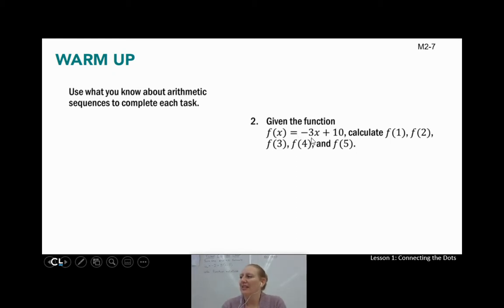Given the function f of x equals negative 3x plus 10, I'd like you to calculate f of 1, f of 2, f of 3, f of 4, and f of 5. All this means is that instead of an x, you're going to plug in a 1, solve it. Then instead of an x, you're going to plug in a 2 and solve it. Plug in 3, solve it. Plug in 4, plug in 5. That's all it means. All this notation means is you're just substituting for x. Whatever number's inside there, that's what you're substituting for x. So go ahead, hit pause, work all this out, and then hit play when you're ready to check your work.